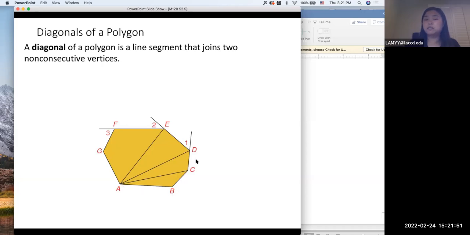This is A, B, C, D, E, F, G. All of them are vertices. Okay, two non-consecutive vertices. So you could skip the B: A, C, or A, D, A, E, or it can be A, F also. That would be called a diagonal.